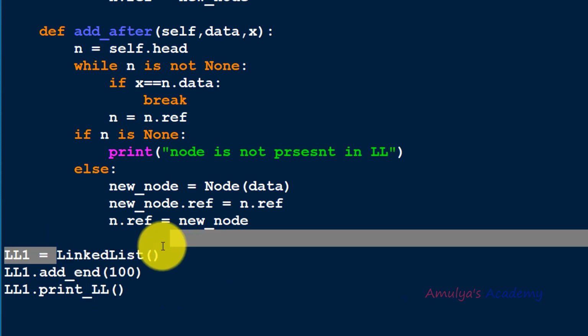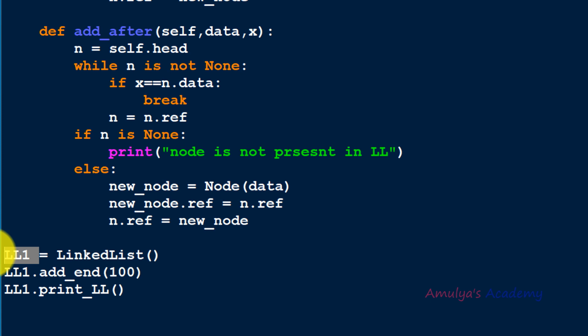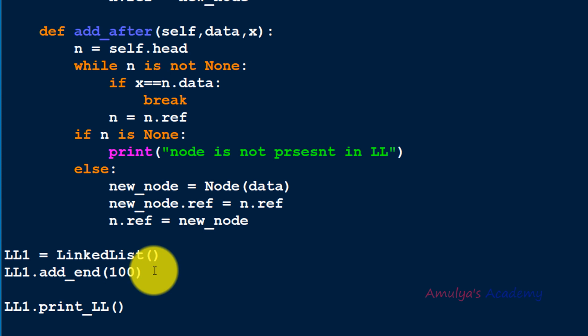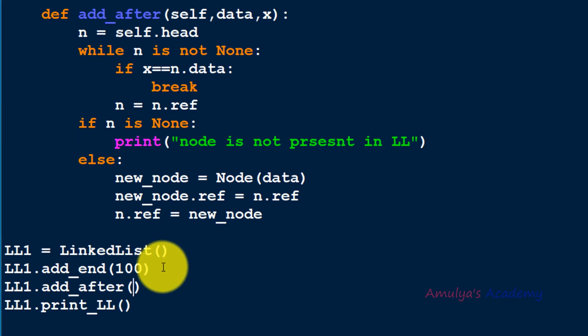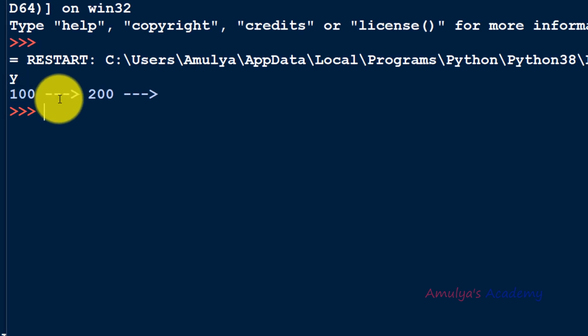So here we have the linked list. We created an object from that. We have the add end method. Now the linked list contains only one node, that is 100. So I'll add after. So we have only one node. After that I need to add. Here we can see, first we need to mention the data of the new node. Next, where we want to add the element. So I'll take data as 200 and I want to add that after 100. So let's execute this. So we'll get first the 100 node, next after that 200. So here we can see 100 and 200.